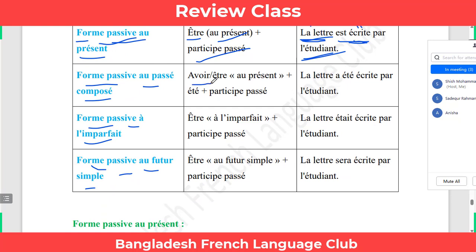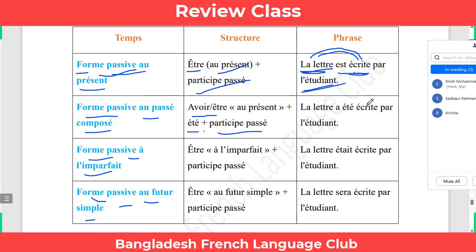So here avoir, être au présent, then été plus participe passé. La lettre a été écrite. So still here you can see the agreement with the subject of this principal verb écrite, okay. La lettre a été écrite. So this été comes from the être verb, okay. Être verb participe passé form is été. So that is why: the letter has been written by the student, okay.